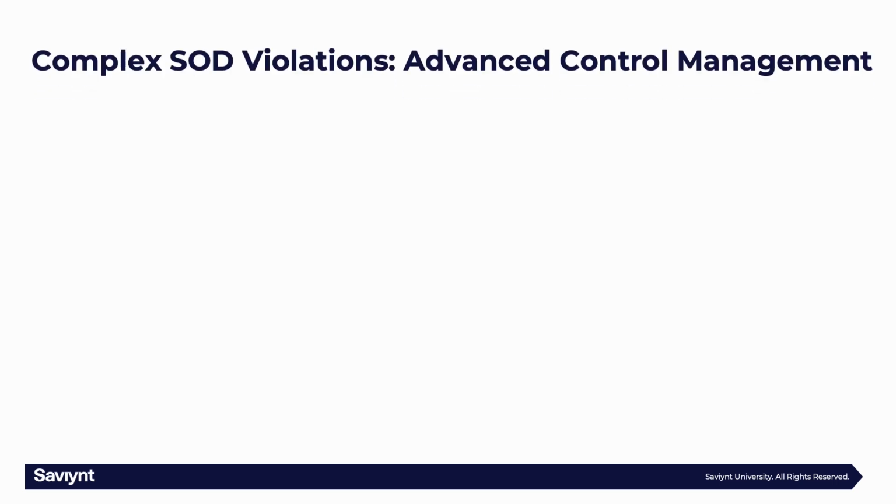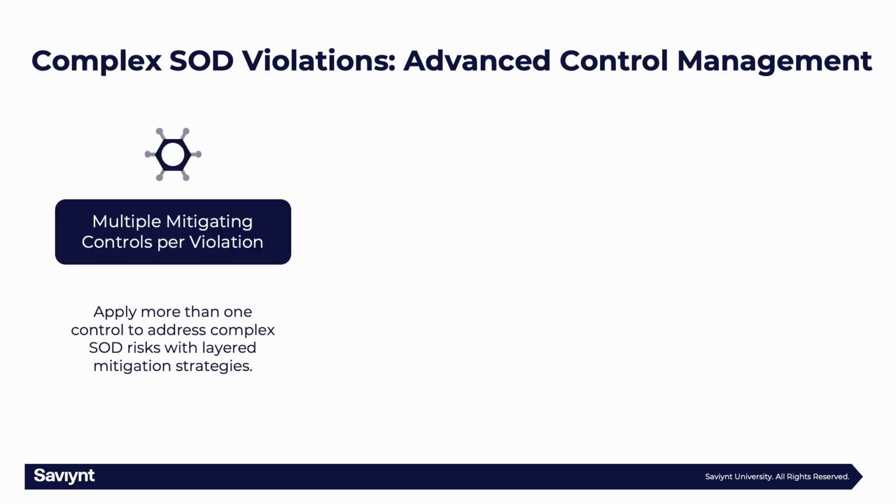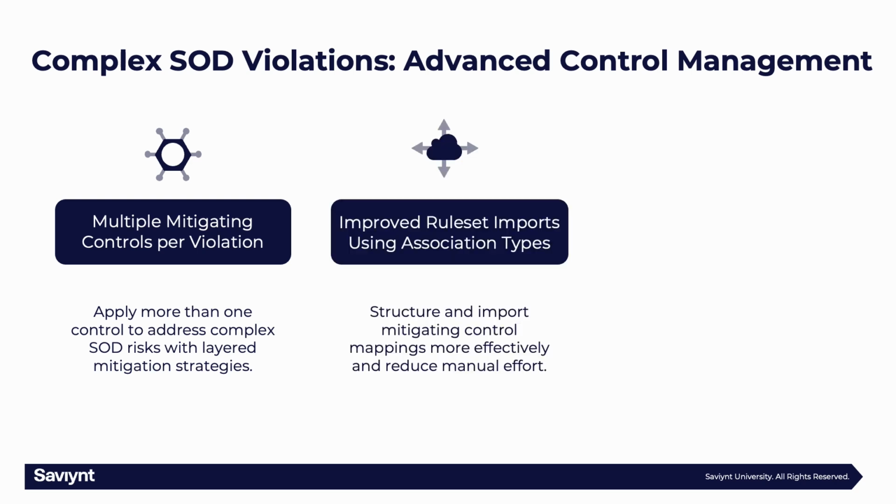With the Brisbane release, Saviynt now supports multiple mitigating controls for a single SOD violation. This allows layered mitigation strategies, such as combining approvals, attestations, and alerts, to ensure stronger compliance coverage. It also improves support for real-world scenarios where a single control may not be sufficient.